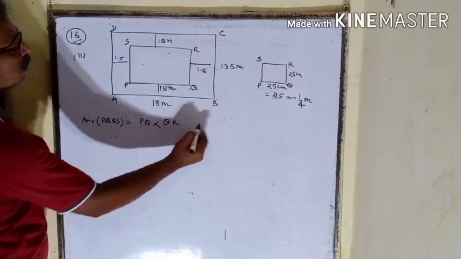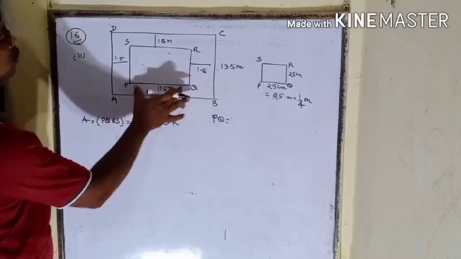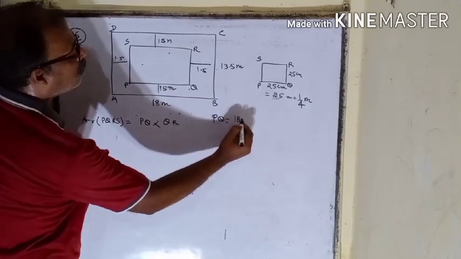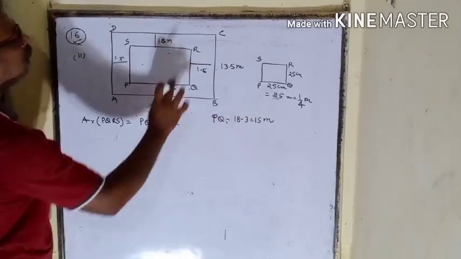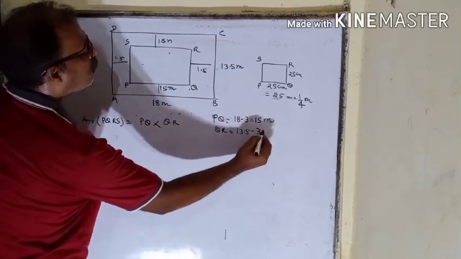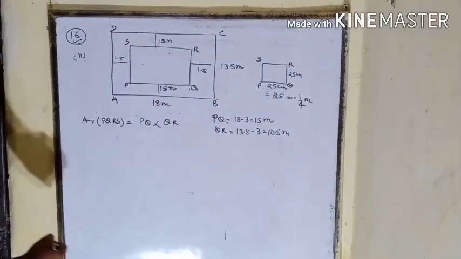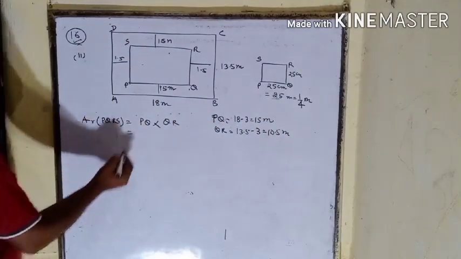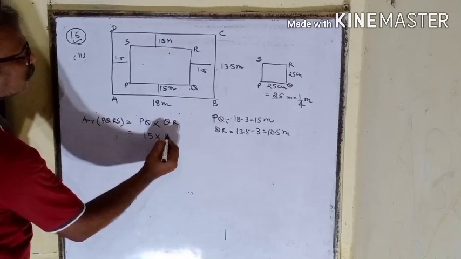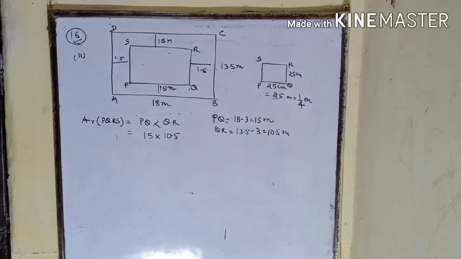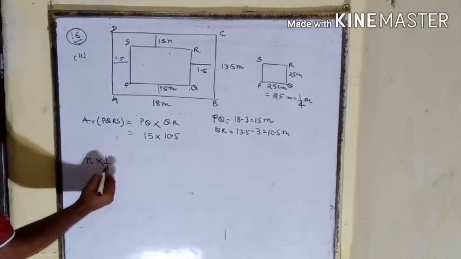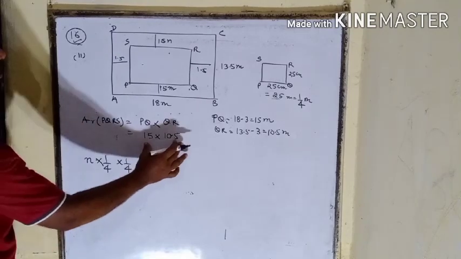So at first we'll find out the length of PQ. The length of PQ will be 1.5, 1.5, that is 3 meter less. So 18 minus 3, that is equal to 15 meter. And the length of QR will again be 3 meter less. So QR will be 13.5 minus 3, that is equal to 10.5 meter. Since we want the area of this portion, the area will be 15 into 10.5. And since we want the number of tiles, the number of tiles into the area of this tile, 1 by 4 into 1 by 4, will be equal to how much?